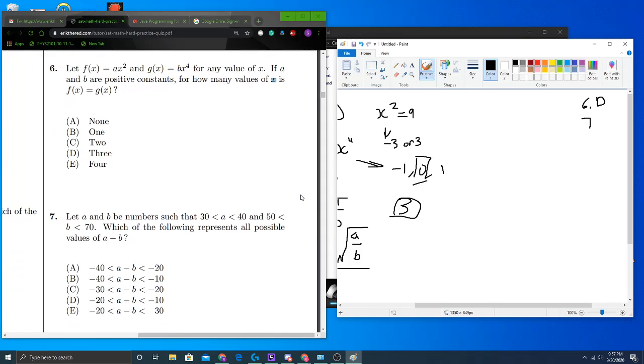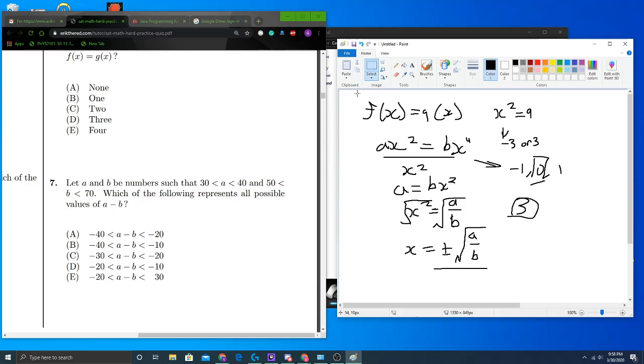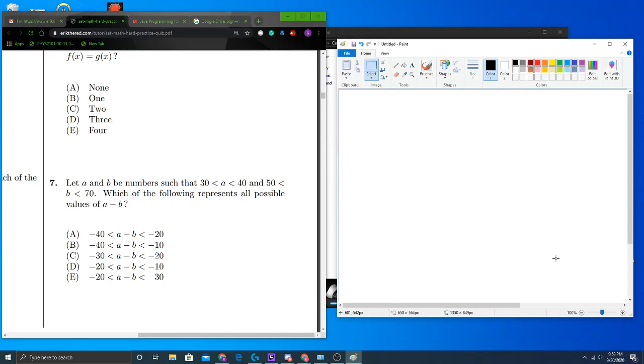So question 7. Let a and b be numbers such that 30 is less than a less than 40 and 50 less than b less than 70. Which of the following represents all possible values of a minus b? So we've got the range from 30 to 40 for a, and the second range is 50 to 70 for b.